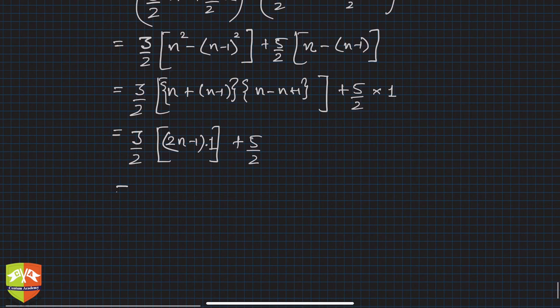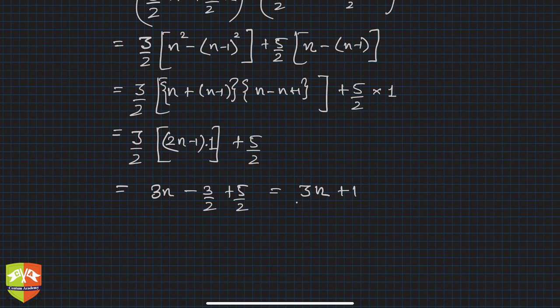So let's do it further. Let's open the bracket. 3 into 2n by 2 is 3n, and then minus 3 by 2 plus 5 by 2, right? So this becomes 3n, and 5 by 2 minus 3 by 2 is 1. So 3n plus 1. Correct? So we got An as 3n plus 1.